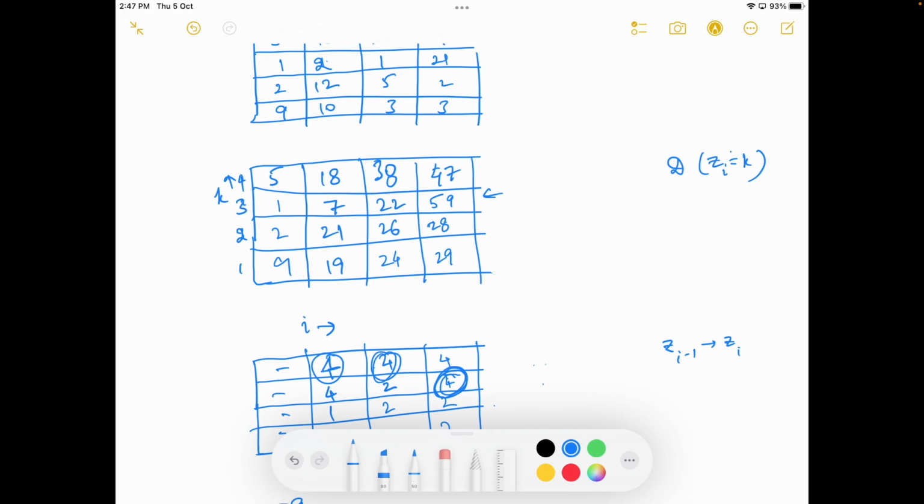How will your solution change now? You have to end only at this state, final of z equal to 1.